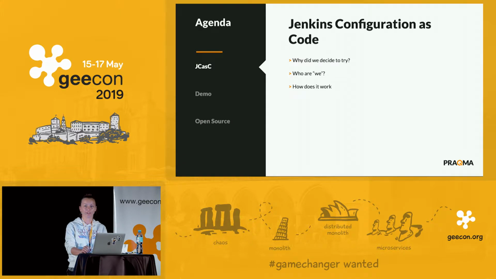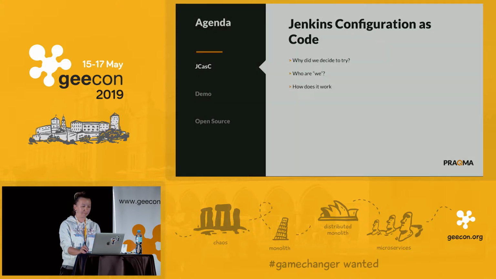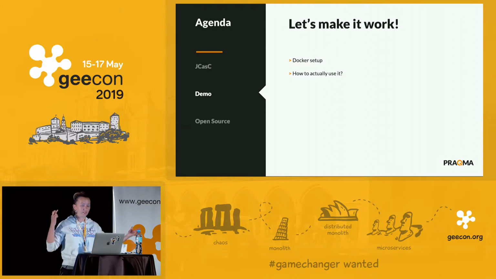So today, during those more or less 50 minutes, I will talk about Jenkins configuration as code. I will explain shortly why we decided to try to implement that solution and who we are, when I say we decide or we implement, and how does it work. Then keep your fingers crossed for my live demo, where I will use Docker and I will very briefly explain what's the setup I have for that. It's very simple. I'm not a Docker expert, but it works.